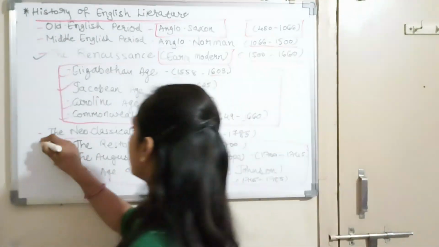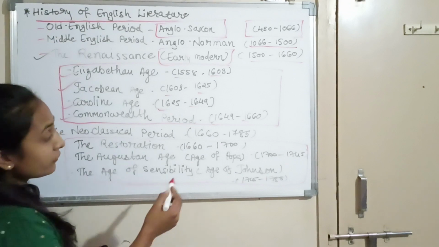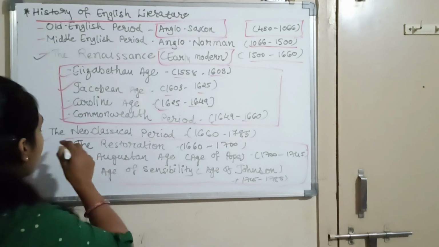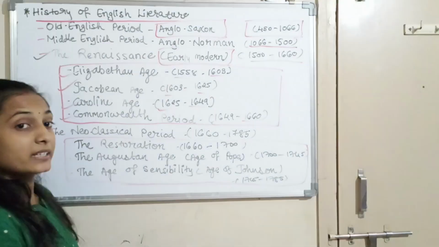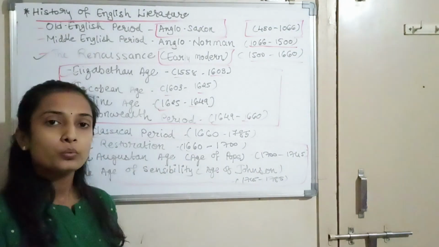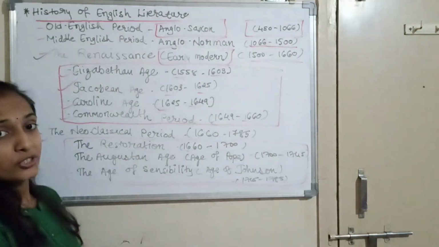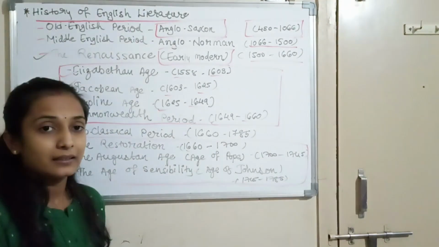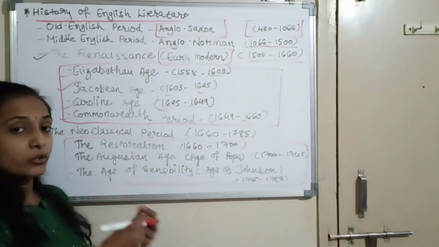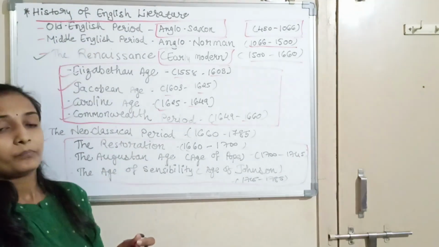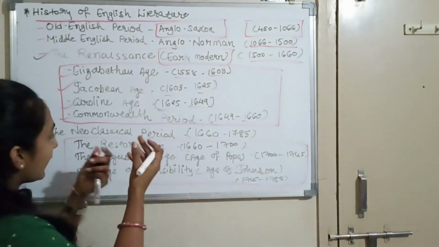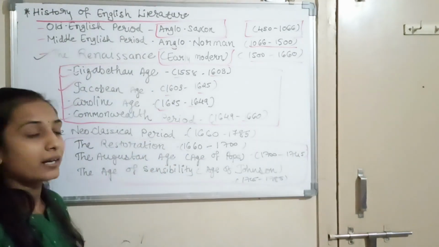Then we have the Neoclassical period, which began from 1660 and ended in 1785. In that we have the Puritan Age and the Restoration Age, that is from 1660 to 1700. Restoration, what does it mean? To restore something. As in the past we had the Puritan Age, everything was pure. But during the time of Restoration, everything was restored. The pureness was removed, and then something was restored, and that was monarchy.